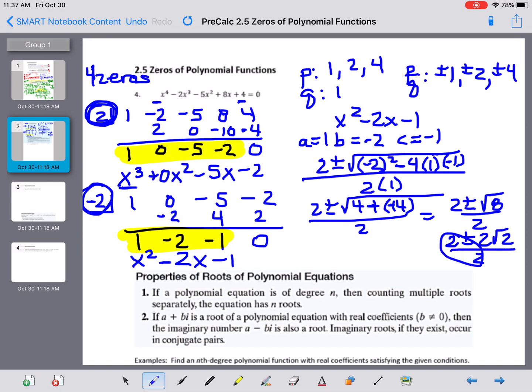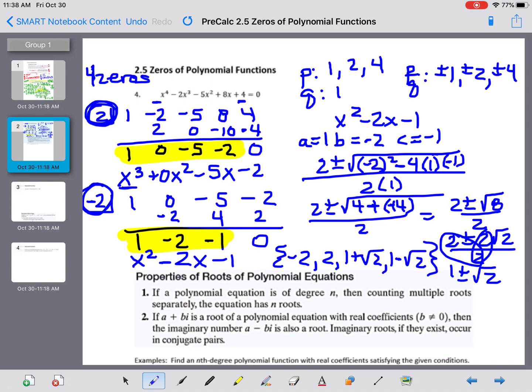All of these outside 2's can reduce, and I get 1 plus or minus the square root of 2. Obviously, that is not on my list of rational zeros because a square root is not rational, but because I got it down to a quadratic, I had another method of solving so I could find these 2. So if I list my zeros here, I have -2, 2, 1 plus the square root of 2, and 1 minus the square root of 2.